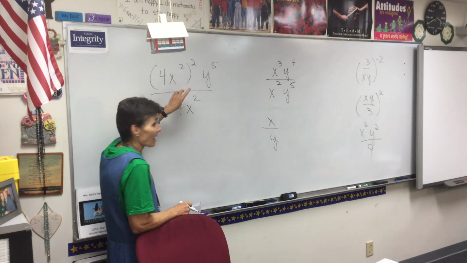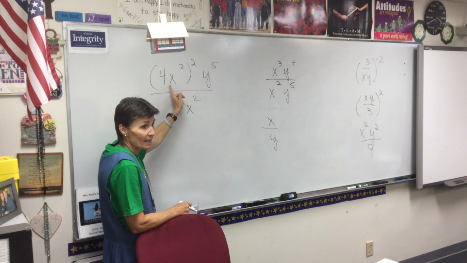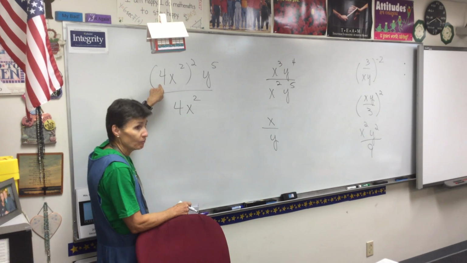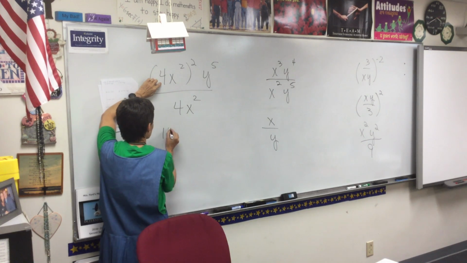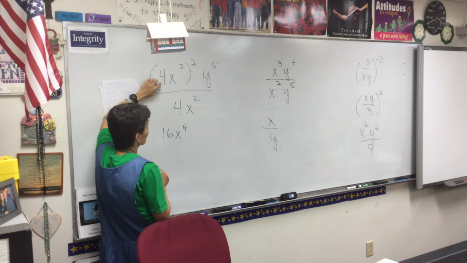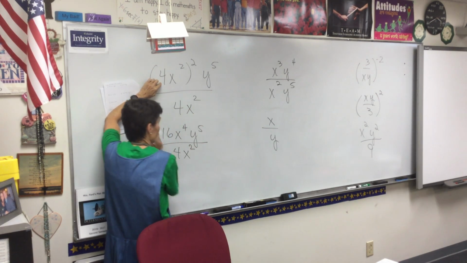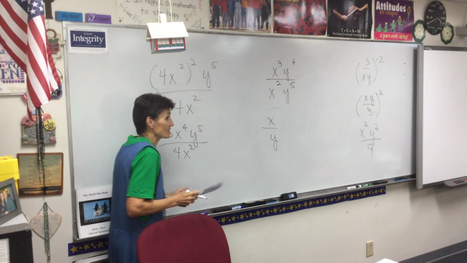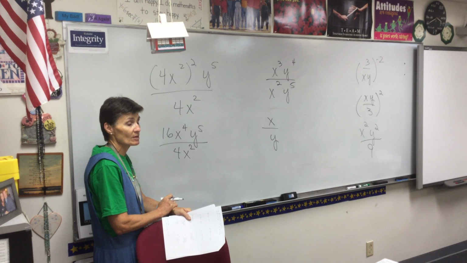4x squared. Exactly. And when we apply that 2 to everything in here, that's the 4 also. So that's gonna become 16 x to the 4th, yes, and then I still have my y to the 5th and my 4x to the 2nd. Now we can start canceling. We've taken care of all the parentheses, so we can start canceling.